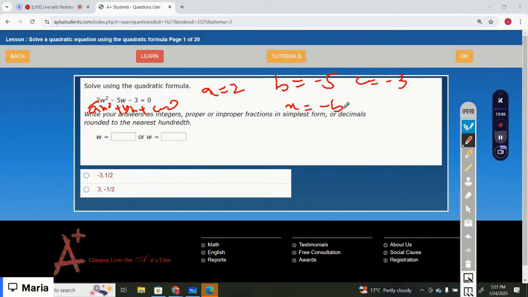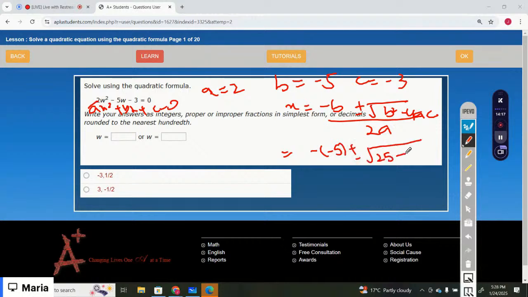That is x equals minus b plus minus square root of b square minus 4ac, divided by 2a. Okay, so b is -5, so minus minus 5. b square, 5 square is 25, minus 4 times 2 is 8 and 8 times 3 is 24, and 2 times 2. So that is 5 plus minus square root of 49, divided by 4.